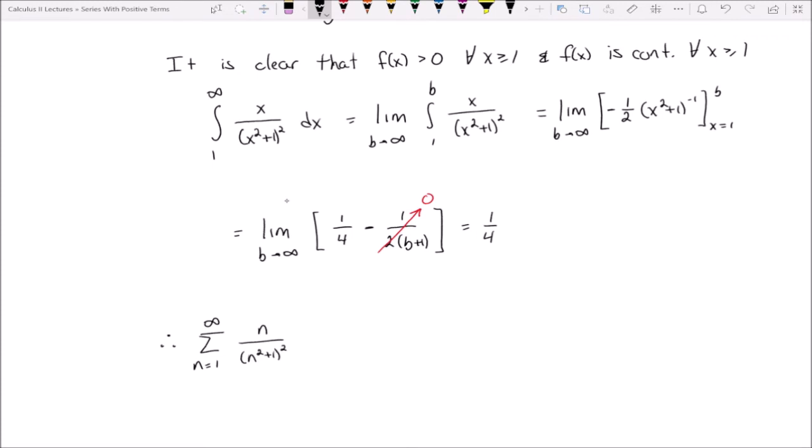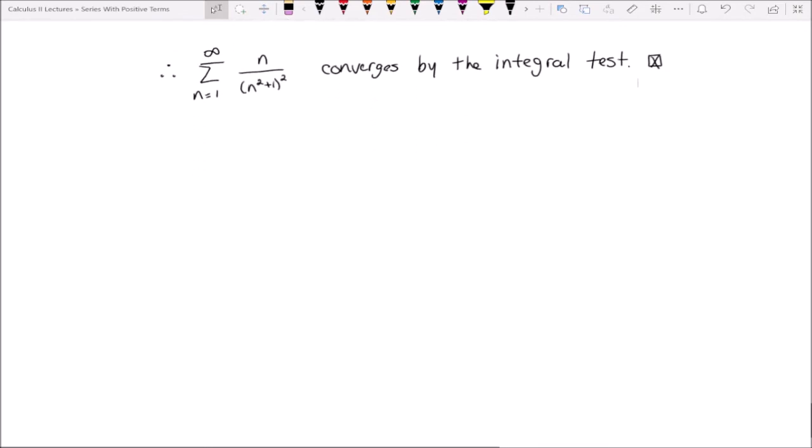is that this series converges by the integral test. We now look at a new type of series. And it has this form.